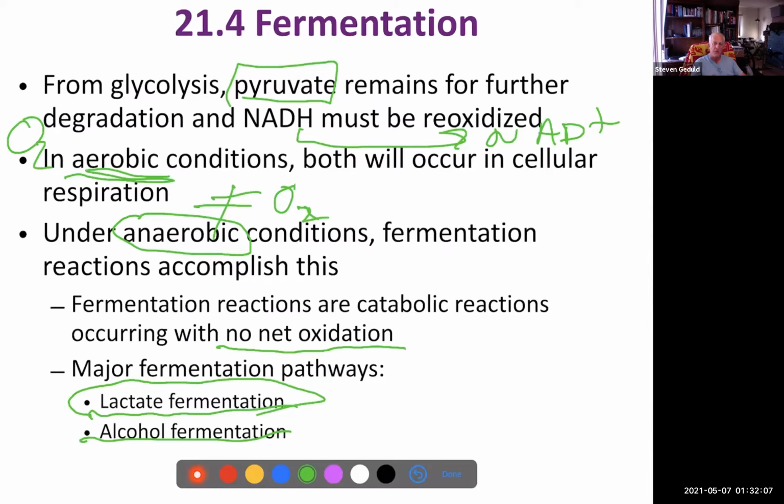So you have alcohol fermentation, like we do with yeast, and we have lactate fermentation, which occurs in your muscles. Remember, those are both pathways that are under anaerobic conditions when you've run out of oxygen and you still have to break down things for energy.